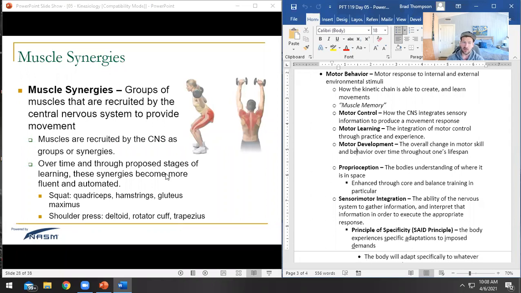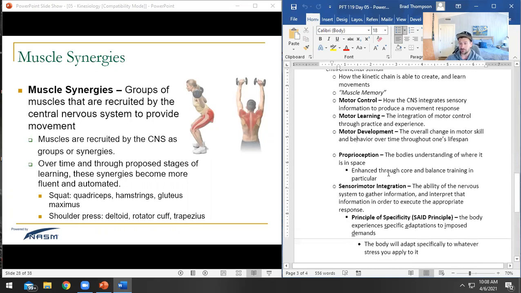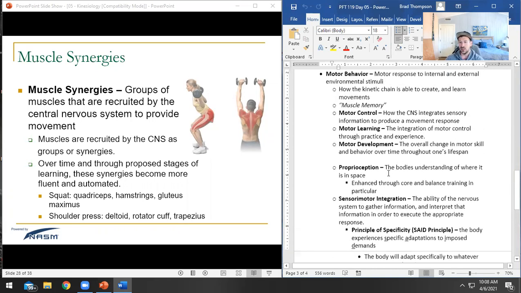So learning how to use your muscles in conjunction with one another is a big part of this motor development. Your muscle synergies are groups of muscles recruiting to work together, learning how to do things simultaneously. Squatting motions and shoulder pressing motions are really good examples of big muscle synergies, right? During a squatting motion, you're using your glutes, quads, and hamstrings.